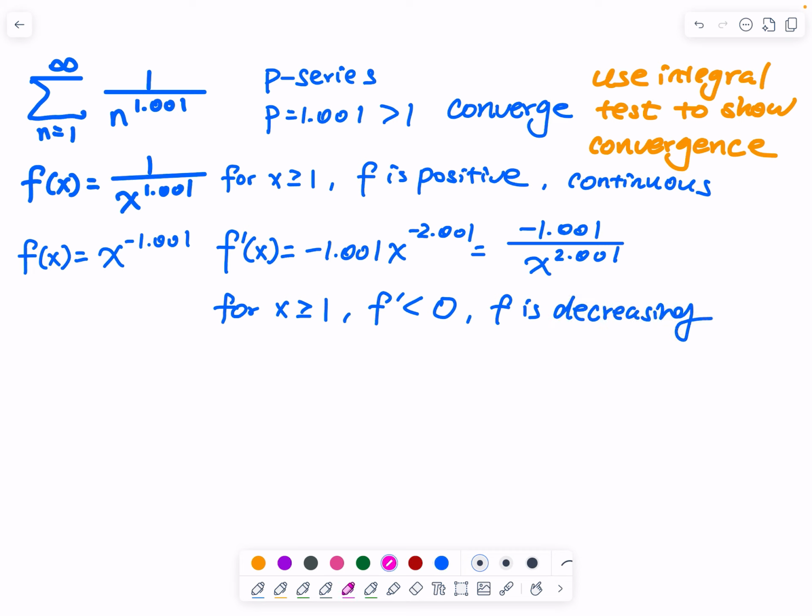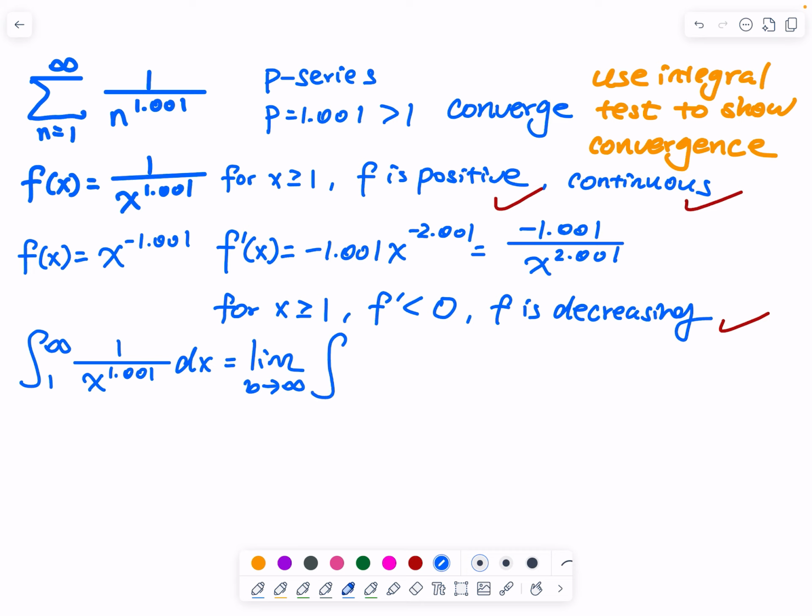And then for the integral test: positive, check; continuous, check; decreasing, check. Then we are ready to use the integral test. The integral from 1 to infinity of 1 over x to the power dx equals the limit as b approaches infinity. You need to set up this improper integral, and writing the limit is required. The integral from 1 to b of x to the negative 1.001 dx.